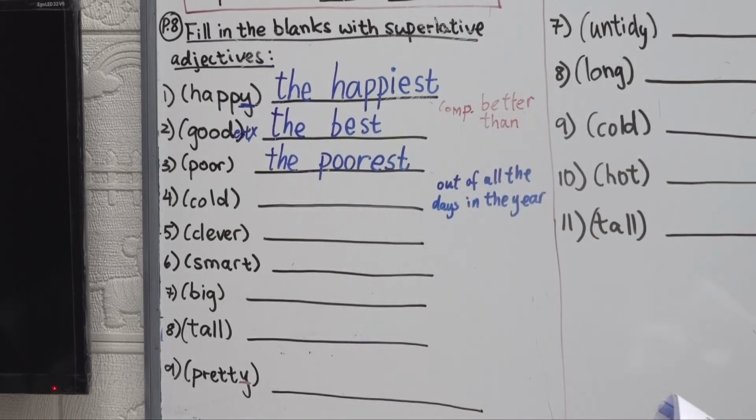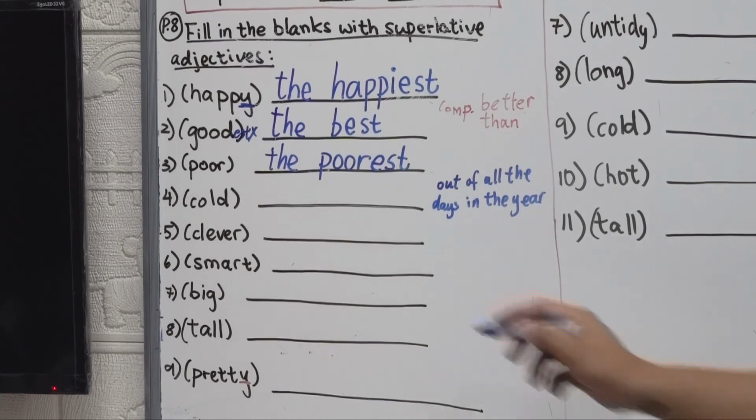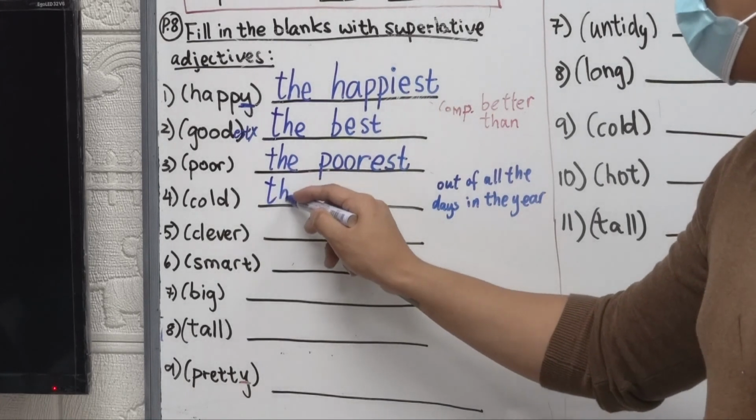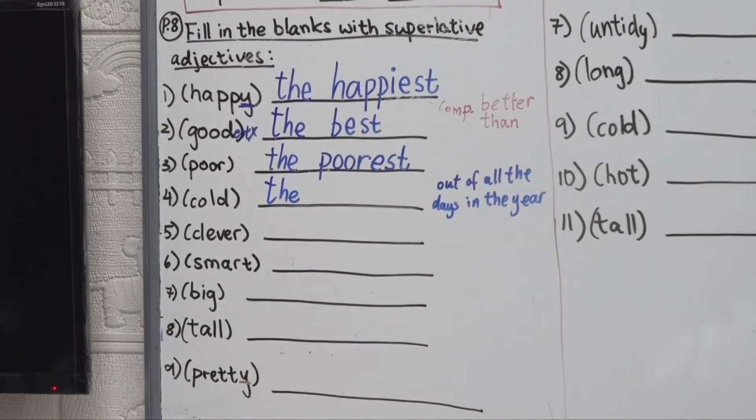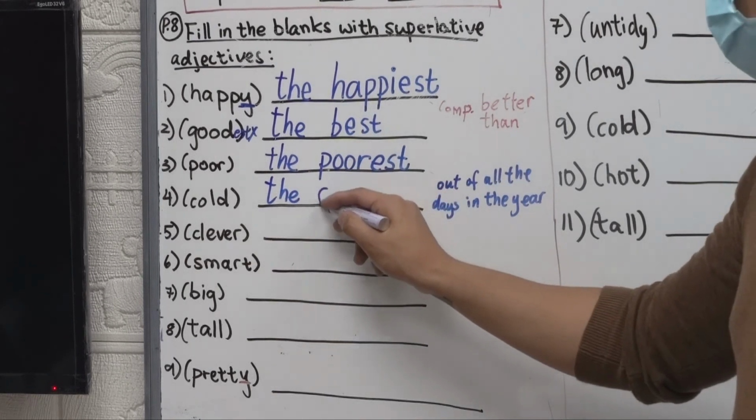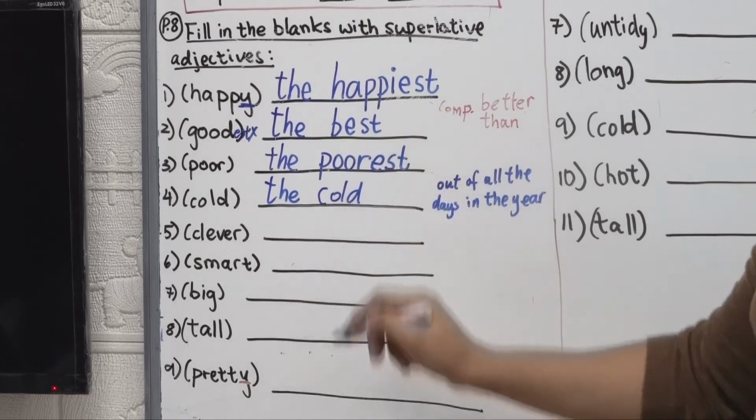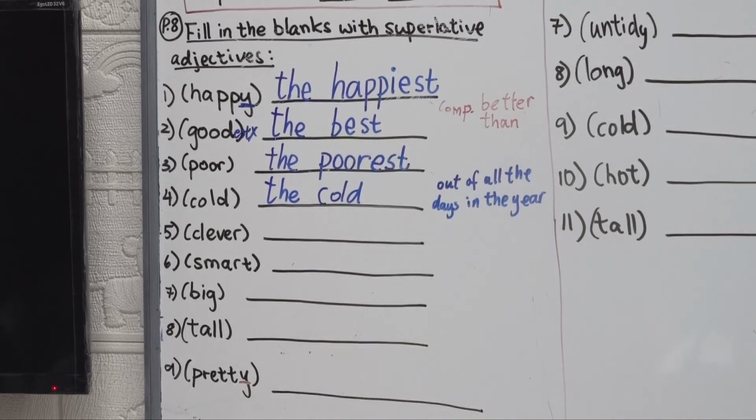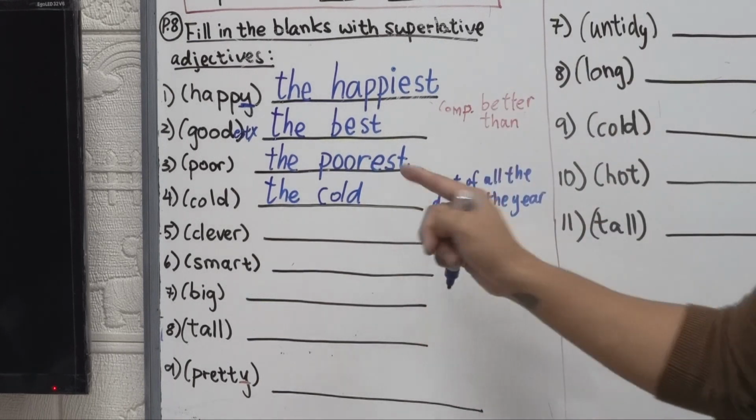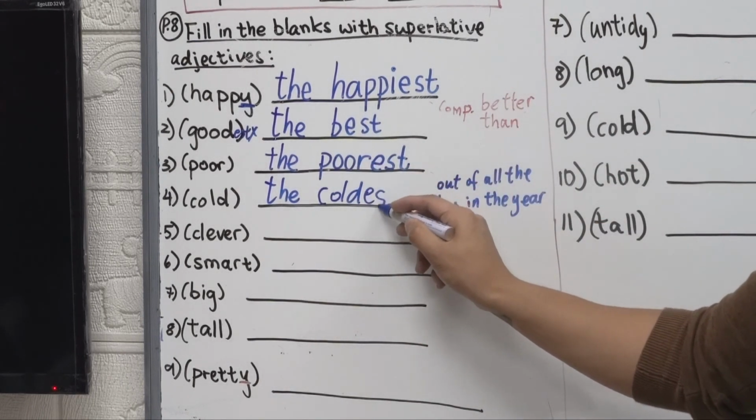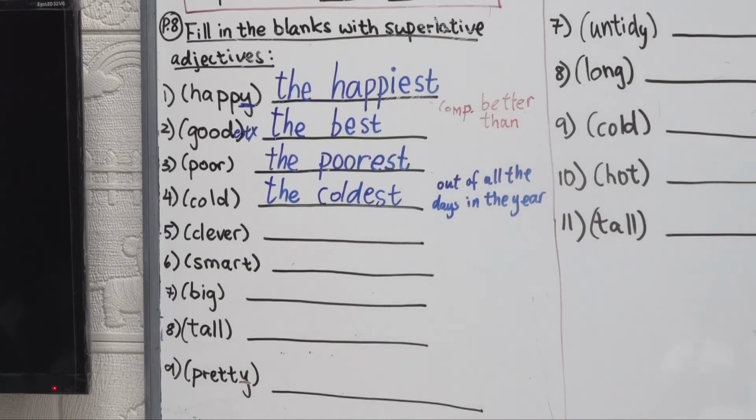So similar to the elephant and the whale, the whale is the heaviest animal out of all the animals we talked about. So this one, very simple too. Just copy down the word the, right? So superlatives always have the word the before the superlative adjective. And then cold, just write down the word cold, C-O-L-D. Alright, the cold, out of all the days. So this one is the coldest. E-S-T. The coldest.